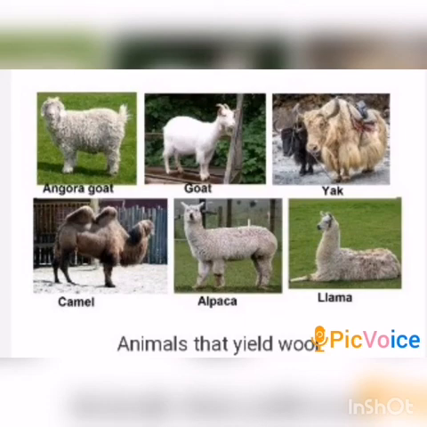Collect the pictures of wool yielding animals and stick them on your A4 sheet or chart. I have given some examples of wool yielding animals. They are Angora goat, yak, camel, alpaca and llama. Collect the pictures of the wool yielding animals and paste them on an A4 sheet or chart. Okay children.